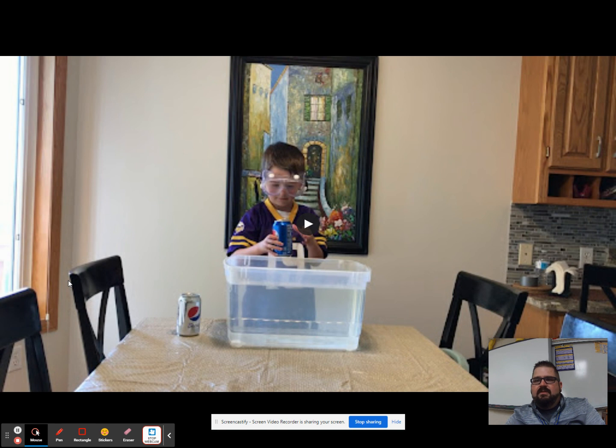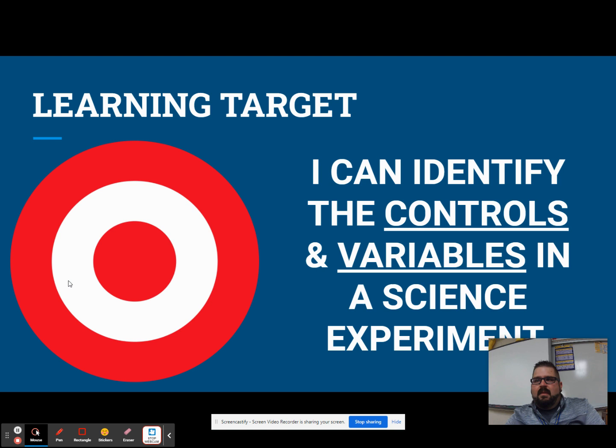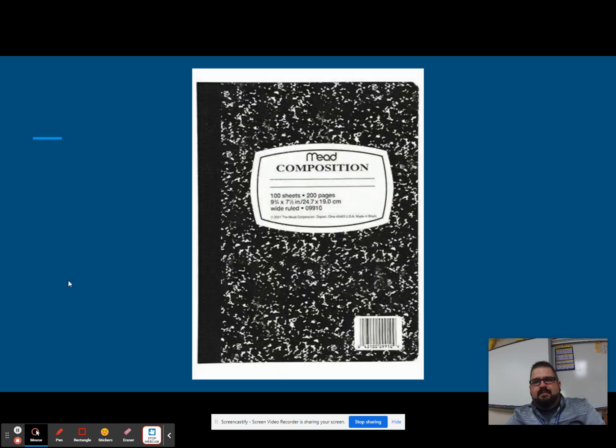We'll watch a short video and talk about what's happening in there. Basically, it is going to be a regular can of Pepsi and a diet can of Pepsi, and one will sink and one will float. And we'll talk about what that has to do with density. So I can identify the controls and variables in a scientific experiment.